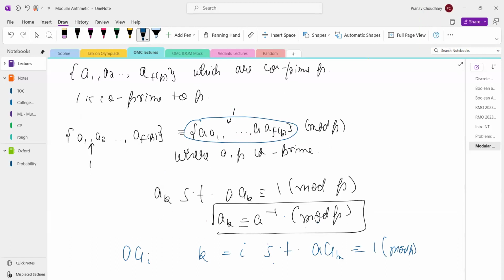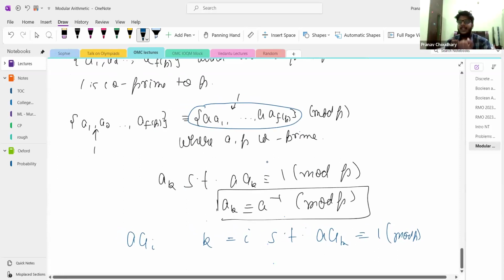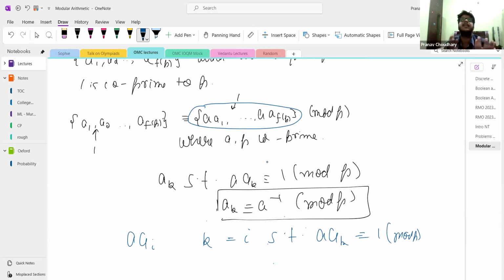Right. So that just proves that an inverse exists modulo p for every number co-prime to p. And we know that every positive integer less than p is co-prime to p, right? So it's a nice result.